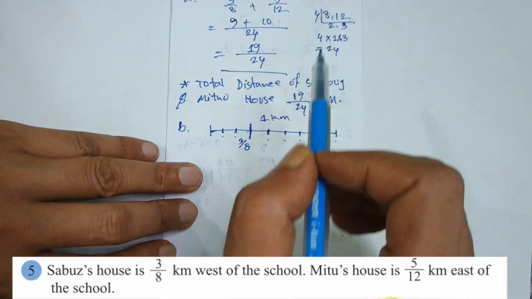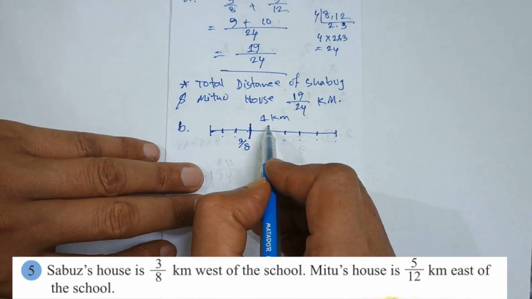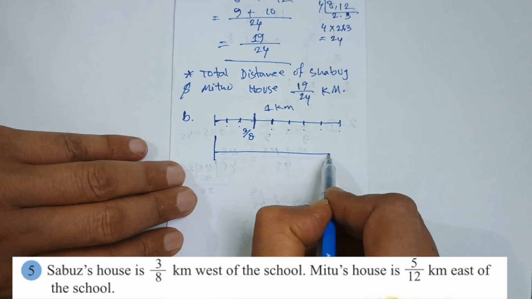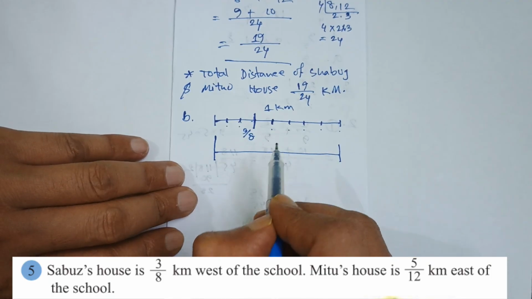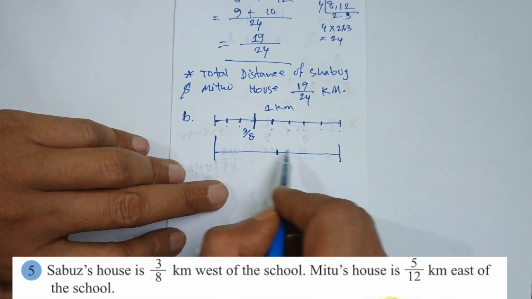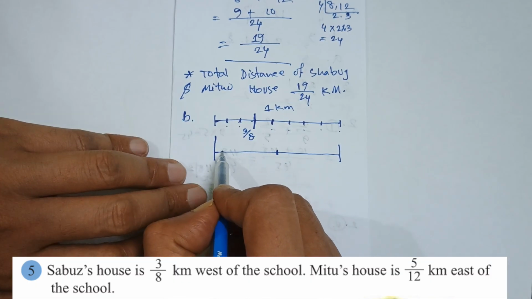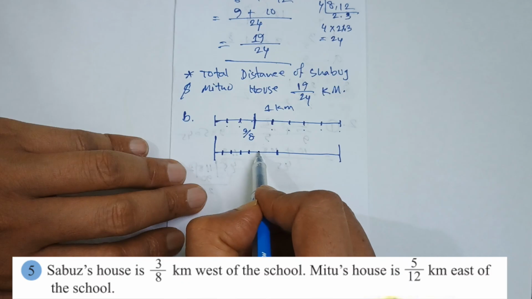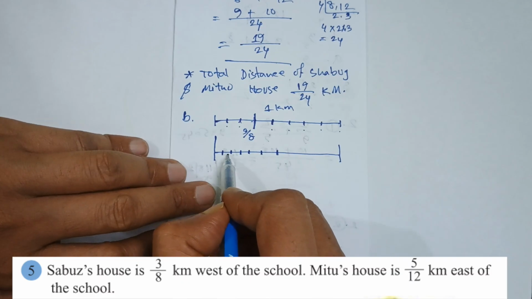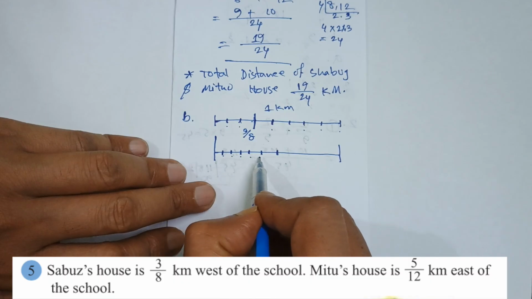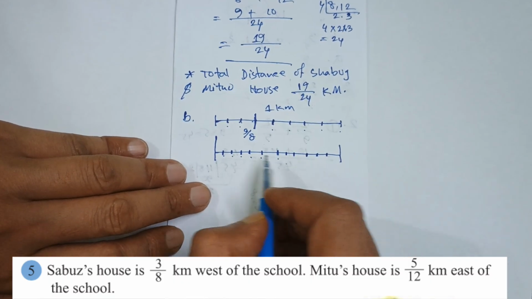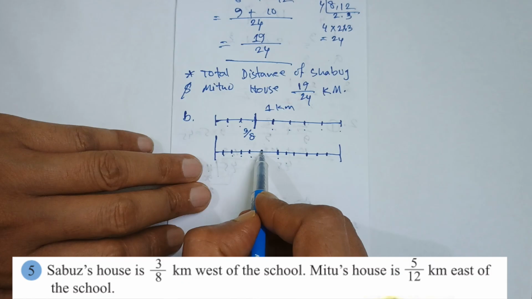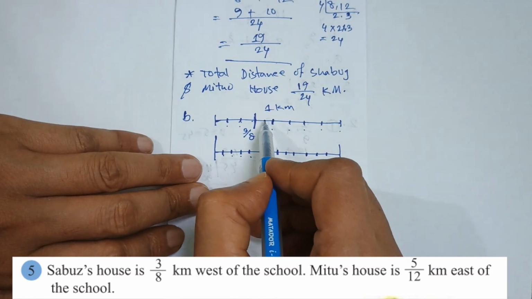And for Mitu's house, we break down 1 kilometer into 12 parts, the same size breakdown, 12 parts. 1, 2, 3, 4, 5, 6. 1, 2, 3, 4, 5, 6. So 12 parts, and now 5: 1, 2, 3, 4, 5. This is Mitu's house.